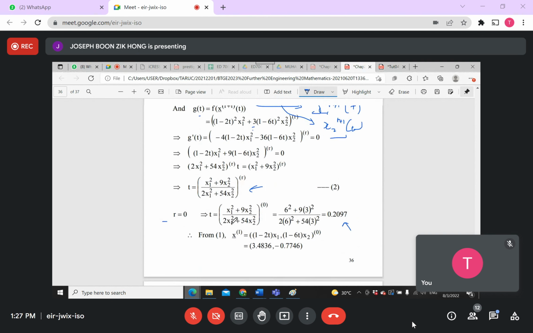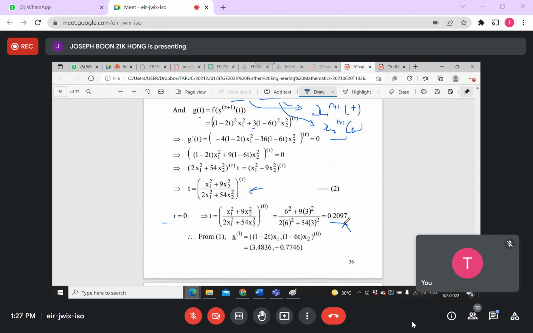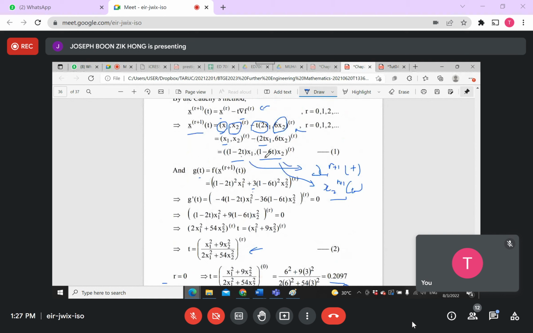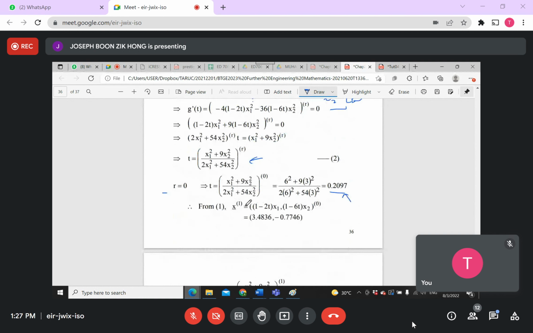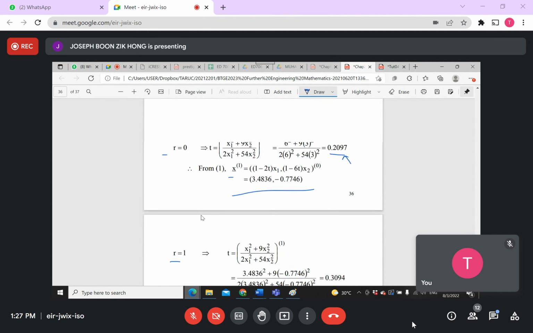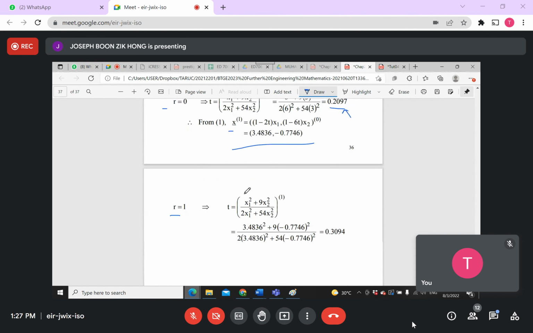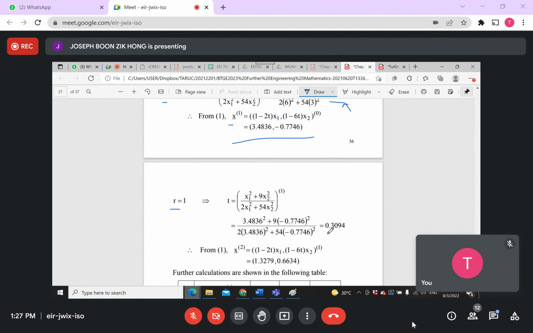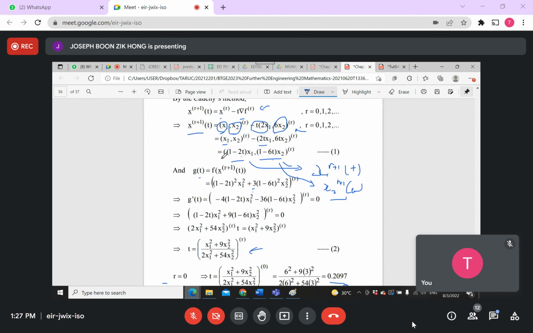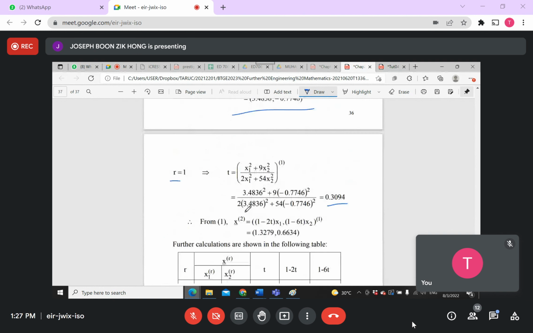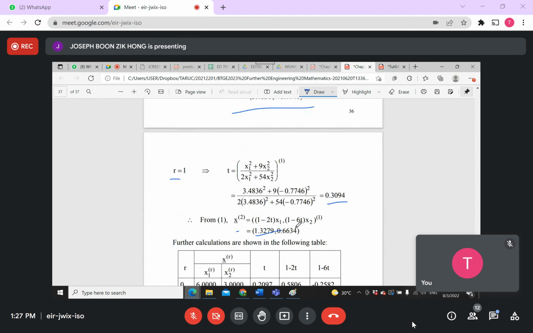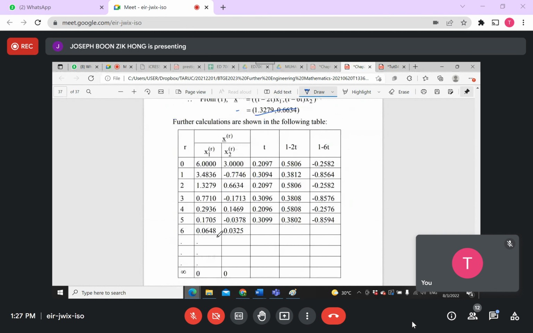After you have found your t, you put it inside here, then you will get your x1. When r goes to 1, you have to calculate the t again, but the formula you don't need to derive again. The formula will be the same. So you get your t when r goes to 1, and put into this formula again in order to get the x2, and so on, until you get something that converges.